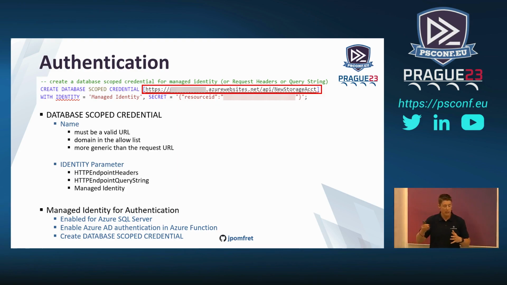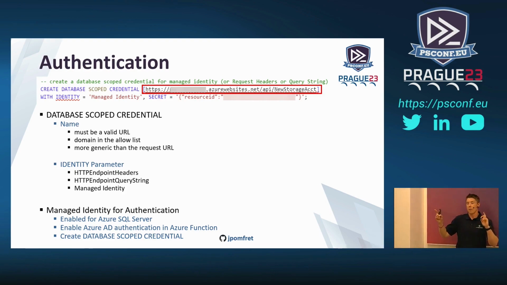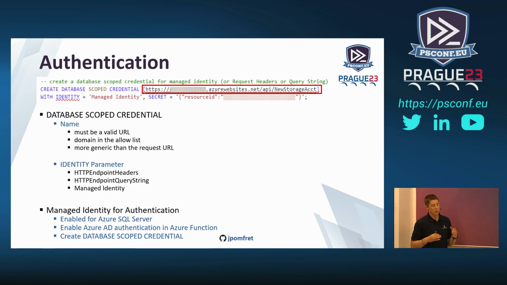I can't call /API/get storage account. If I had named it just /API, I could hit both those endpoints with this credential. So some planning is needed there.